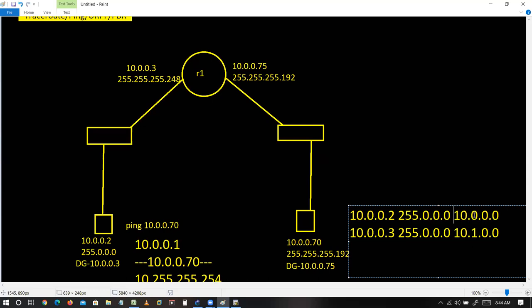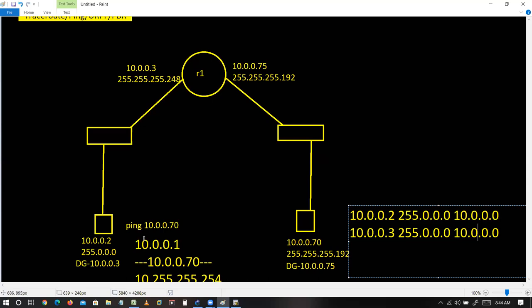It means I will get to know that this and this belong to different subnets. But if we get the same answer, it means yes, both are in the same network. But Neeraj, here the subnet mask for 0.3 is different, right? So why are you considering /8?